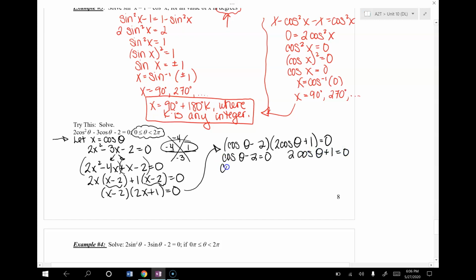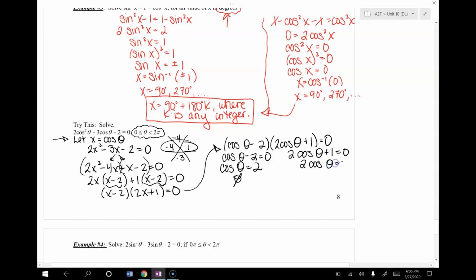Now on the left-hand side, I get the cosine of theta is equal to 2. But I vaguely remember Patterson saying over and over again that, in fact, it was a test question, that the cosine ratio can never be greater than 1 because the hypotenuse is in the denominator and the hypotenuse is always the longest side. So this can't happen. I can't solve it. But I can solve the right factor.